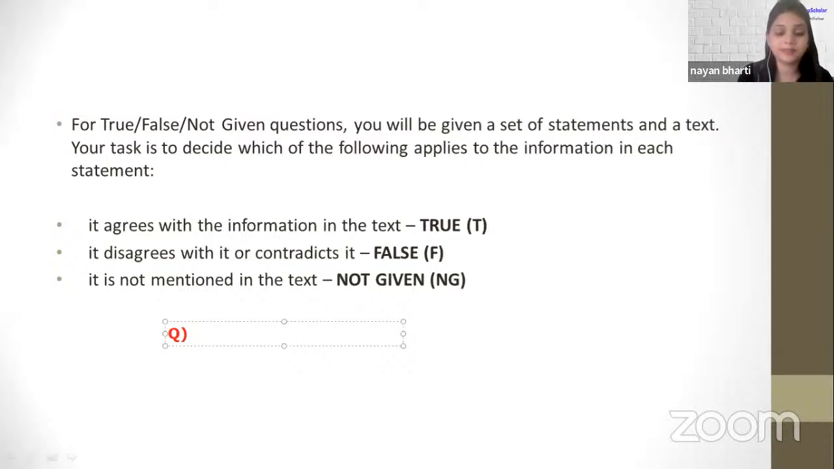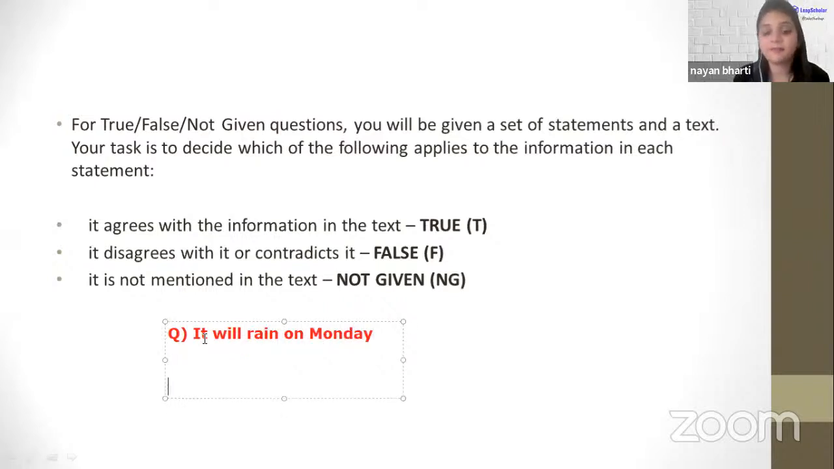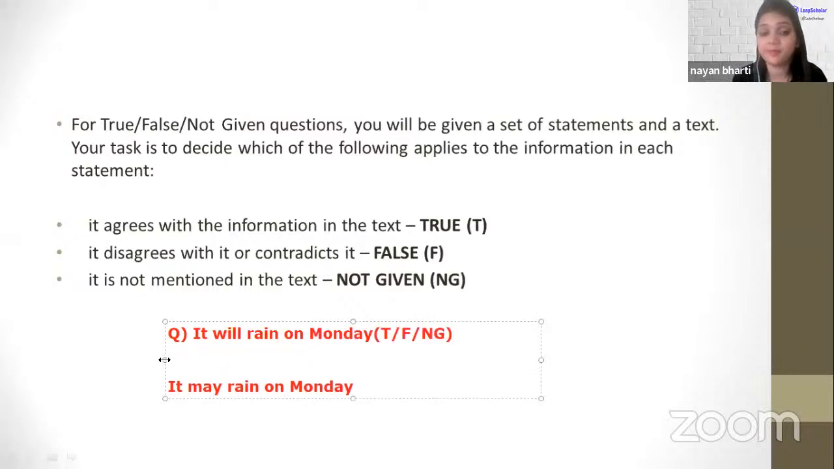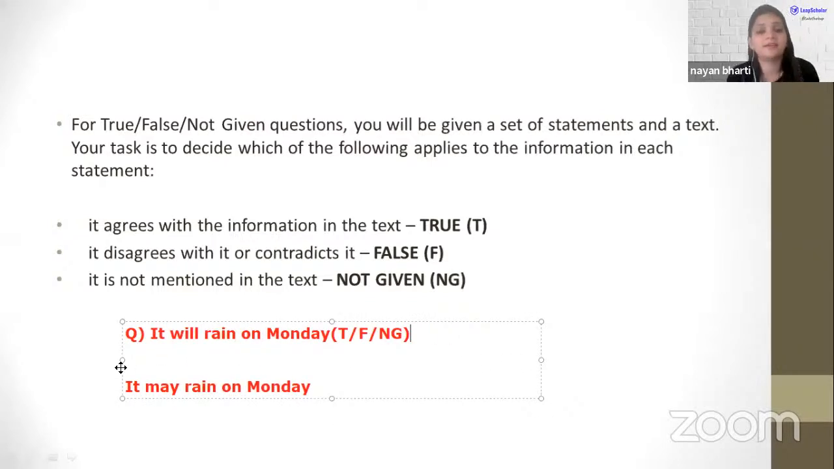Say the question is, okay, in the passage they have mentioned information, it may rain on Monday. Now, what will be my answer for this question? Whether this is going to be true, it's a false, or it's a not given. What do you think? Read carefully, then only give me the answer. Don't give the answer in a hurry.